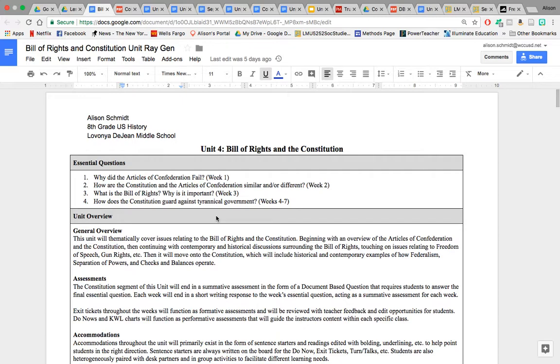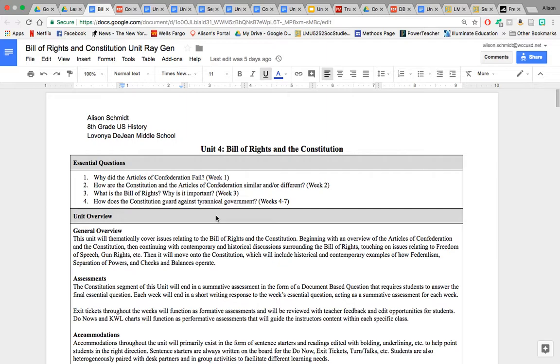The 4 essential questions that I have, the first one, starts with why did the Articles of Confederation fail, which is basically a way to ground the kids in what happened directly after the Revolution, which is the unit previously. They're going to talk about the lack of centralized government that was created and some of the problems that came from that. And then we move on to week 2, where we bring in the Constitution. The kids are going to compare and contrast them, work on some of their evidence citing skills, which I will show later in the video.